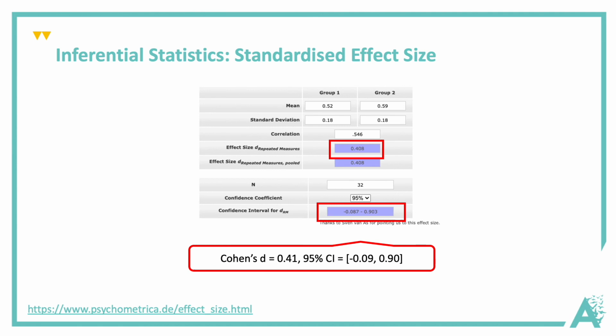Alternatively, we could report the standardized mean difference, also known as Cohen's d. The easiest way to do this is through the psychometrica.de website, as you also receive a 95% confidence interval. You will need to enter the mean and standard deviation for each condition, and the correlation between them. SPSS version 25 or later reports this in the output, and should be 0.546 for this dataset. This provides a Cohen's d value of 0.41, which is approximately a moderate effect size.